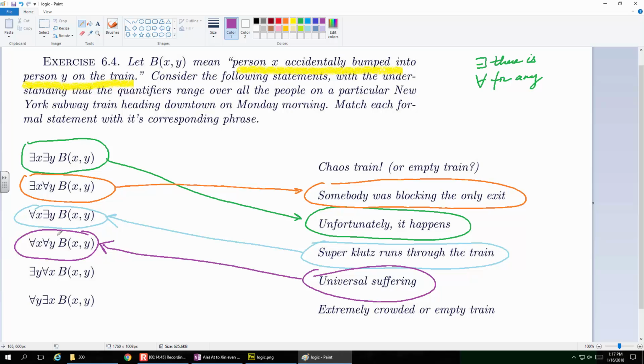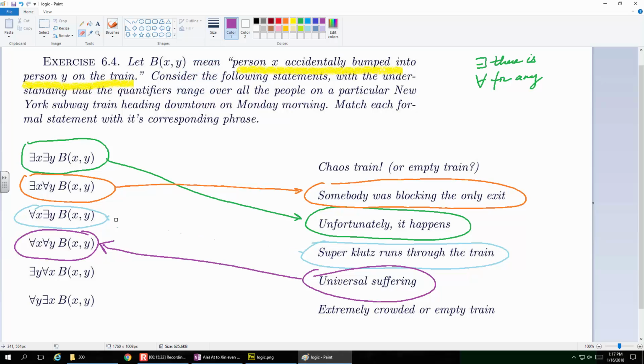What did he do? Hold on a second. There's a person operating it, so... Every single person? No, there is one person. Hold on a second. Somebody was blocking the exit. Did we do it right? No, we didn't do the blue one. This isn't right. This is the blue one. The Y is the super klutz. Okay, sorry about that, but this is simply not correct. Do you see what I'm saying?